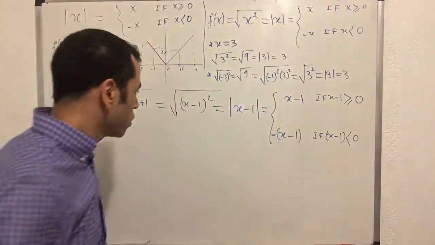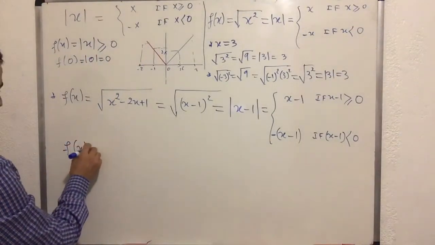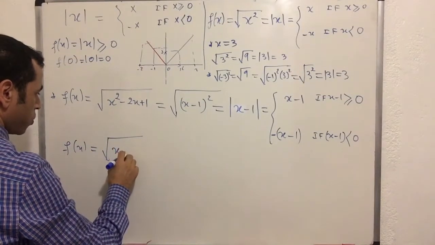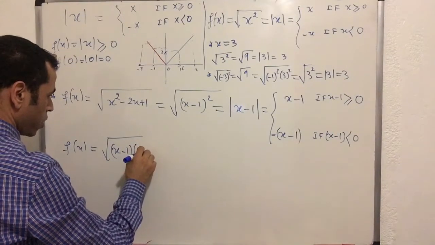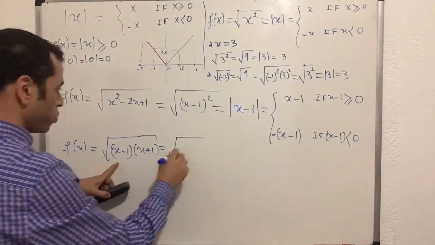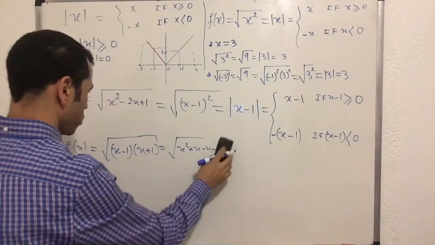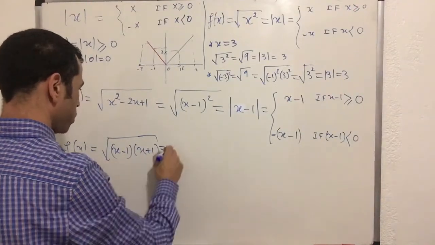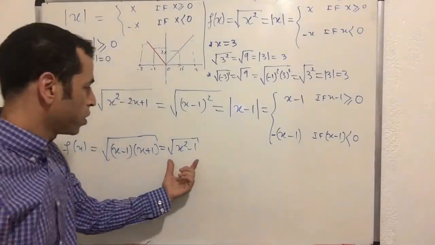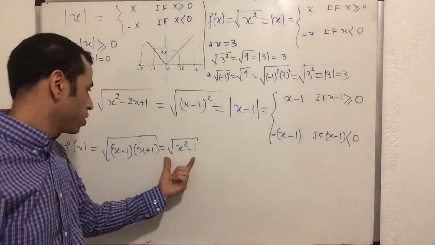So let's move on to the final example. F of x equal, for example, square root of x minus 1 times x plus 1 inside of the root. If you distribute this one, it gives you x squared plus x minus x minus 1, so x squared minus 1. You are leaving it like this because there is no square to take out of the square root. You will leave it like this.